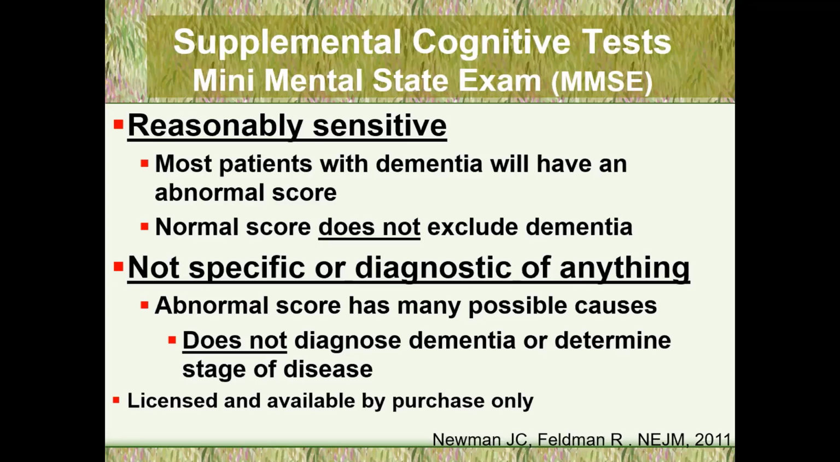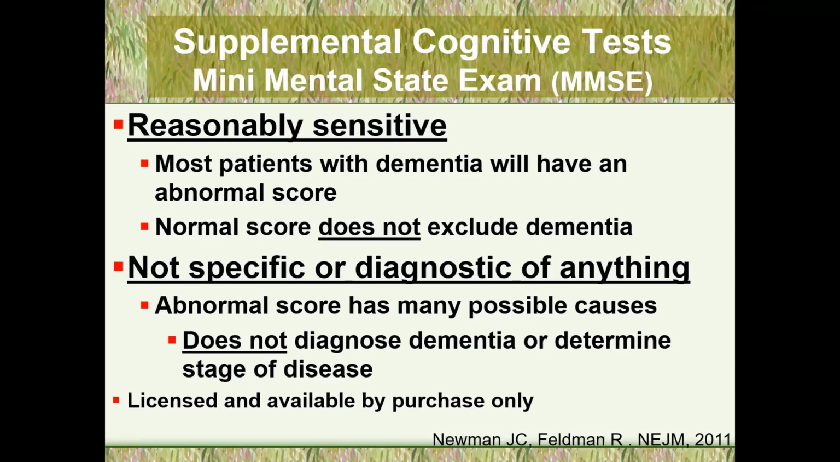But a normal test does not exclude dementia, because the MMSE just looks at 5 intellectual areas. Well, what if their problems are outside those areas? They can have significant dementia and be pretty good in those 5 areas. So it's reasonably sensitive, but nothing's 100% sensitive. Furthermore, the mini mental status exam is not specific or diagnostic of anything. It doesn't tell me that they have dementia. It doesn't tell me how bad their dementia is. The abnormal score could have many possible causes.